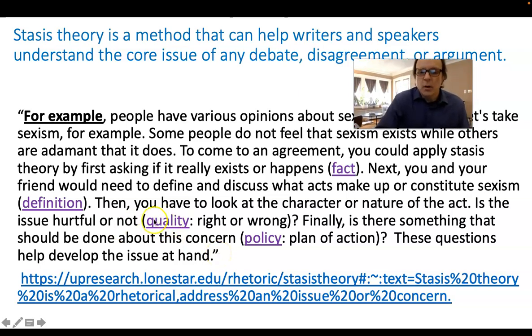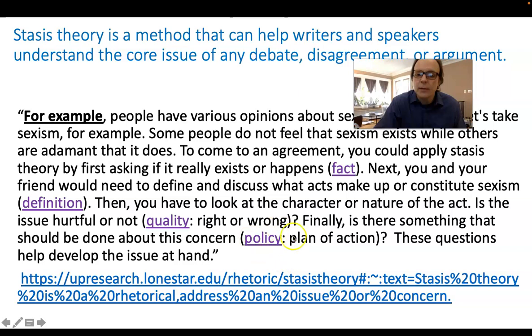Then we ask ourselves, what's the quality of this thing? Is it right or wrong? I think most of us probably would think either sexism or racism, and we're talking about sexism here, is wrong, right? And why is it wrong? It harms people. We could think about these different things, lots of questions we could ask. And finally, there's the question of policy.